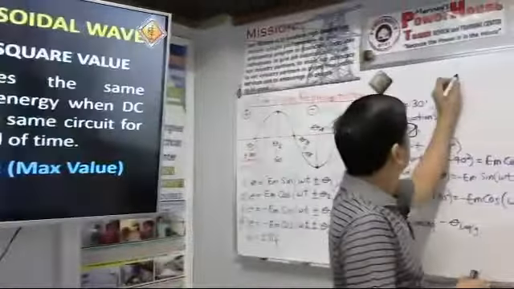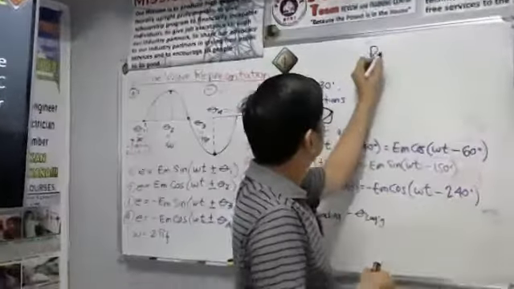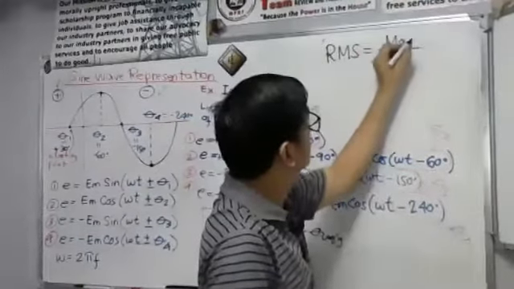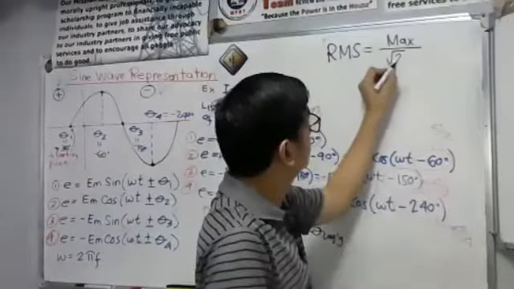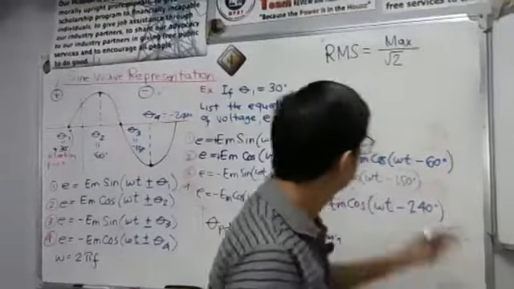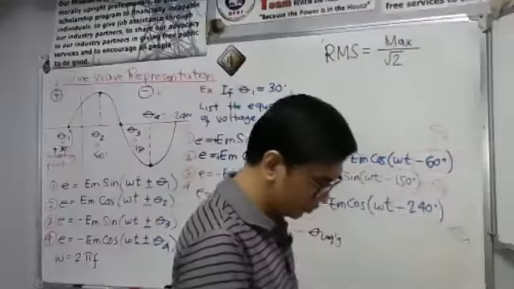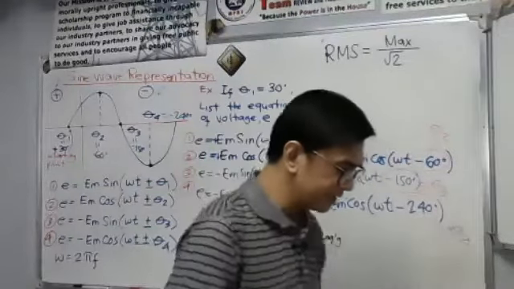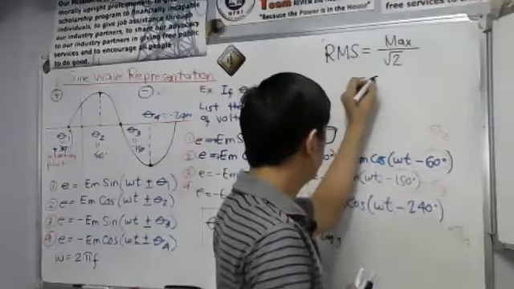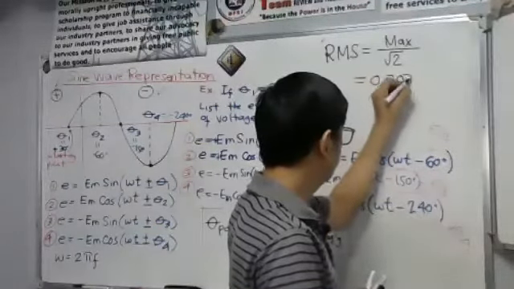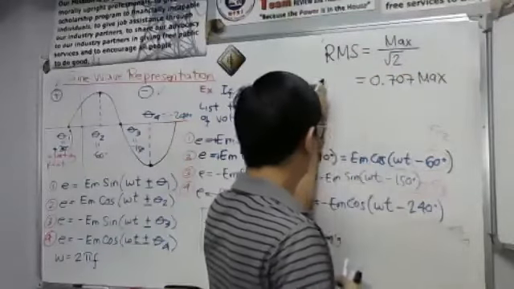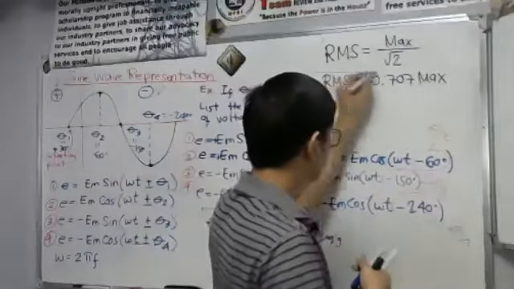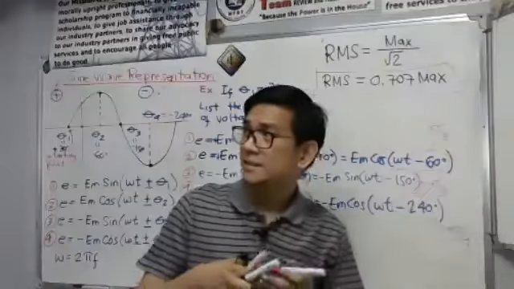Okay, so the RMS value, take a look here. The root mean square is equal to the maximum value over square root of 2. Wherein, if you divide 1 by square root of 2, that is 0.707 or approximately 70.7%. So 0.707 times the maximum value, that is our root mean square value. Okay, so please take note of this.